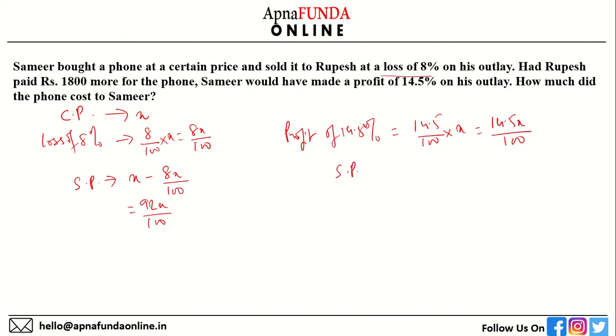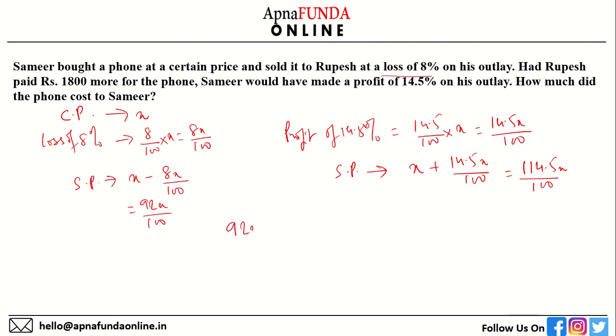So selling price becomes cost price plus profit: x plus 14.5x by 100. This is equal to 114.5x by 100. I hope you're able to follow. Now we'll come to the expression. This selling price and this selling price, the difference is 1800.